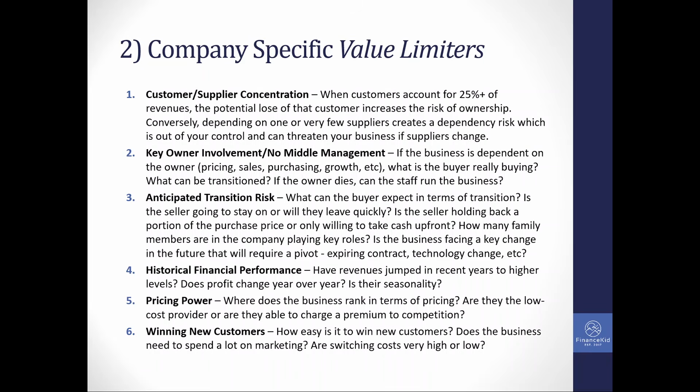Now, number 2 is the value limiters. So looking at anything within the company that limits the value of the business. And so these are probably the 6 common areas that I see a small business or lower mid-market company has that limit valuation. The first is customer or supplier concentration. Oftentimes, a small business grows a few of their key customers, and they will make up 20, 25, 30% of that business's annual revenues. If one account makes 25% plus of your revenues, that's considered a substantial customer.